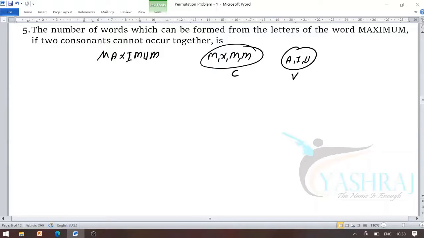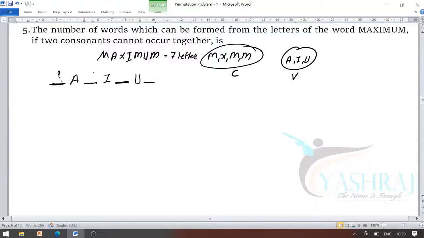So we have to find the number of possible arrangements of the letters of MAXIMUM such that two consonants cannot come together. That means suppose first be a consonant, next a vowel, next a consonant, next a vowel, next a consonant, and last a vowel. 3 plus 3, 6, and one more vacant place. So total 7 places we have.